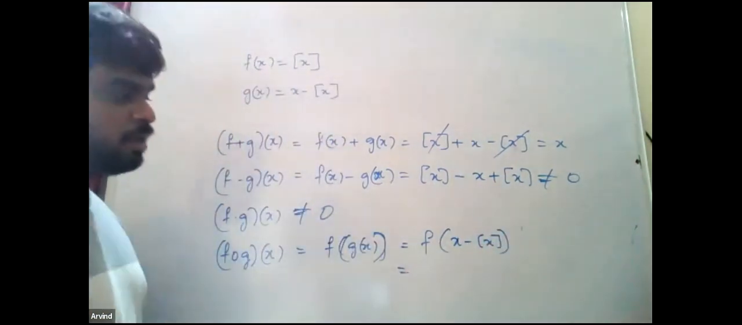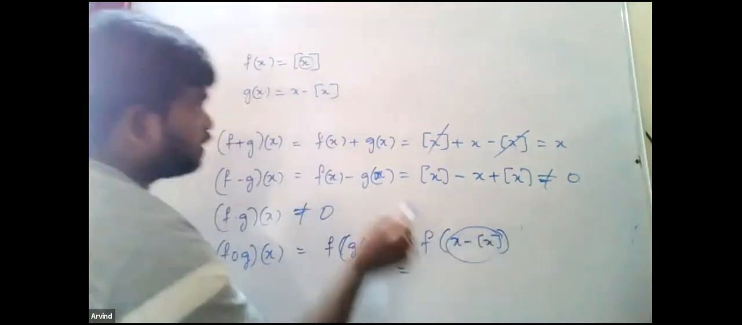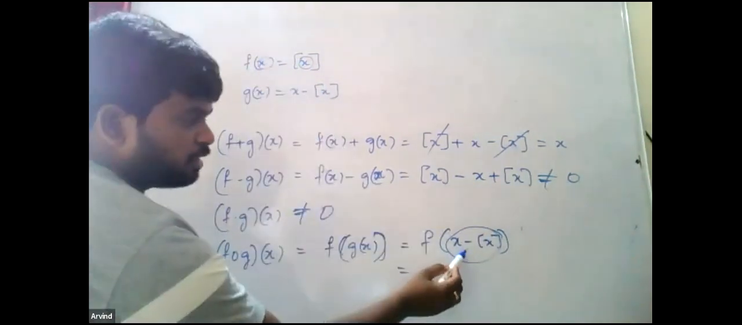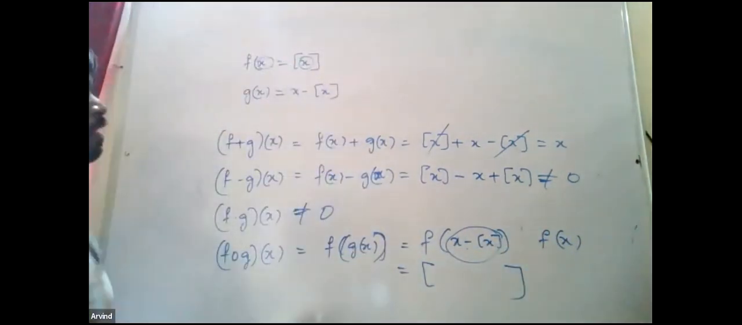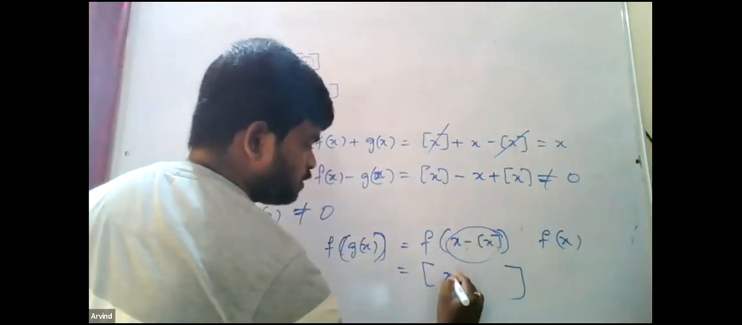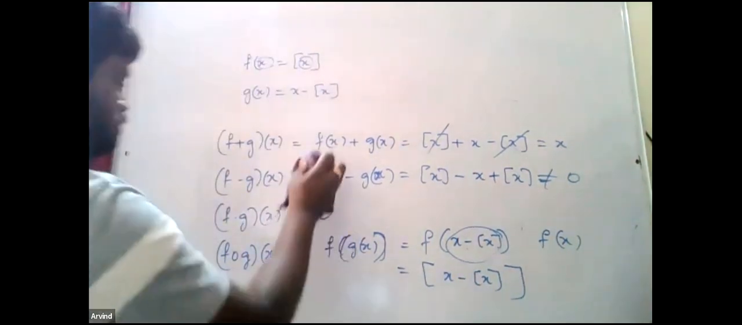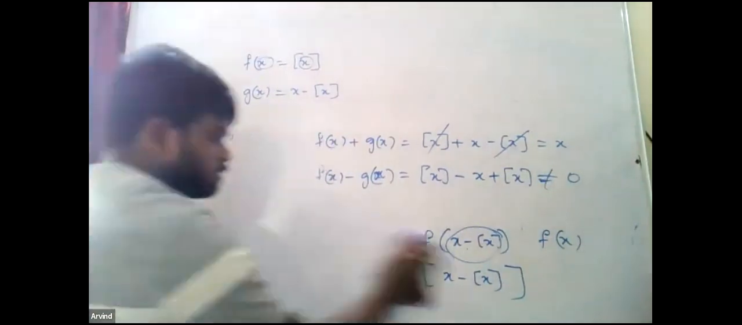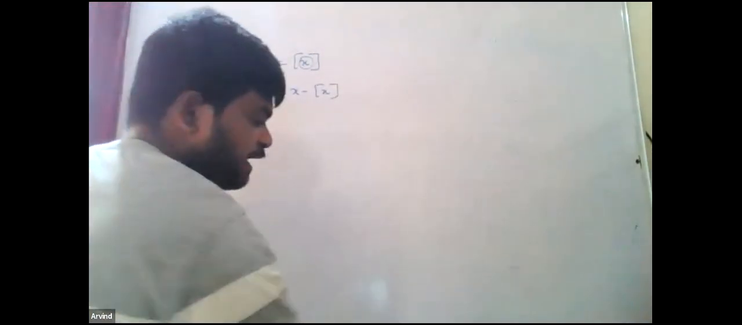F of g of x, where g of x is x minus greatest integer. Now observe, in place of x, we have to put this whole expression, compare it. So greatest integer of x minus greatest integer function x. I'll write it at the top. I'll do it again if you're getting confused. So we knew the first three options are not correct. It is obviously the fourth option, but we'll check it out.